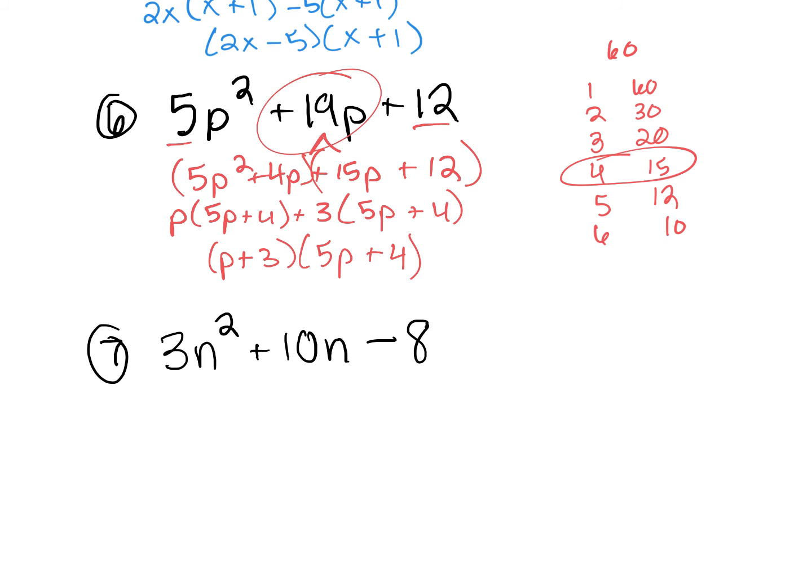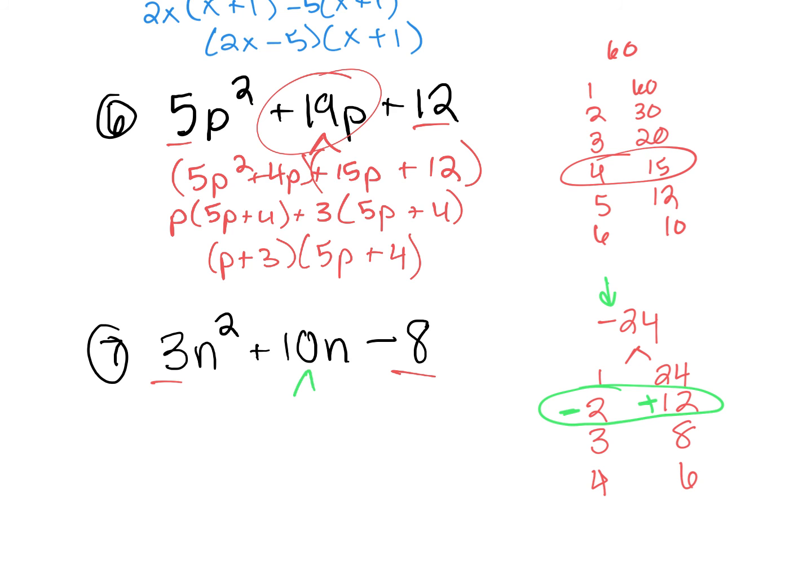Alright, number 7. No greatest common factors here either. So we're multiplying 8 and 3, which gives us negative 24. So we need factors of 24: 2 and 12, 3 and 8, 4 and 6. So this one's a little bit tricky, right? Technically 4 plus 6 is going to give us 10. However, this is a negative 24. So that means we need one of each sign, right? So we need 12 minus 2 to give us that negative 10.